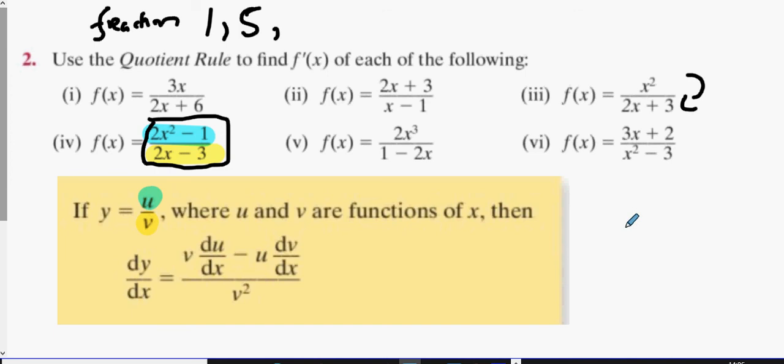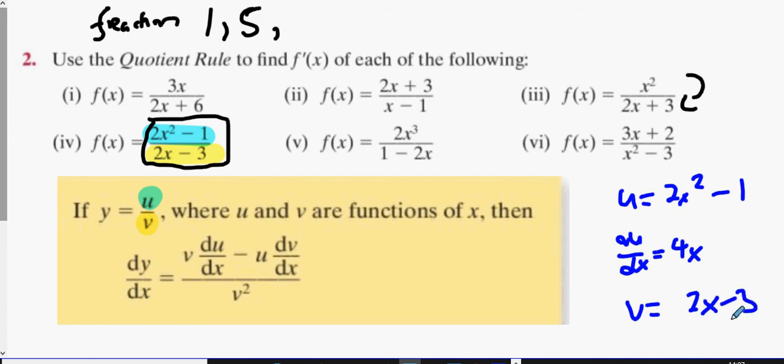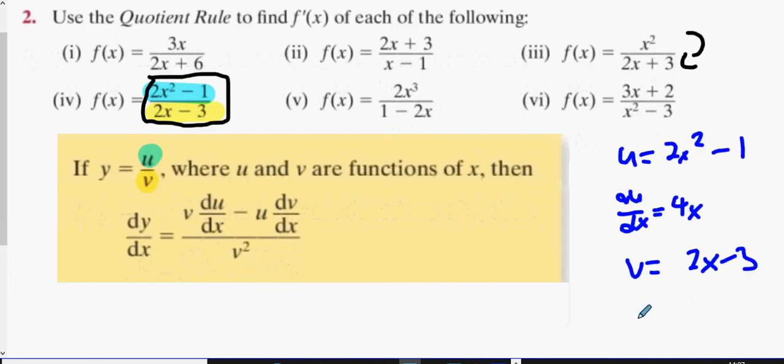Alright, so here's what we're going to say. We're going to say u equals 2x squared minus 1. Adam, what's the du dx then? 4. 2 times 2? 4. Take 1 away from the power? 4x to the 1, or just 4x, okay? When you differentiate minus 1? Okay. Jack Mooney, what happens when you differentiate 2x minus 3? 2. Alright, this is quite promising.